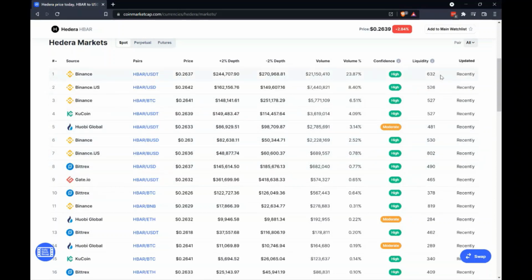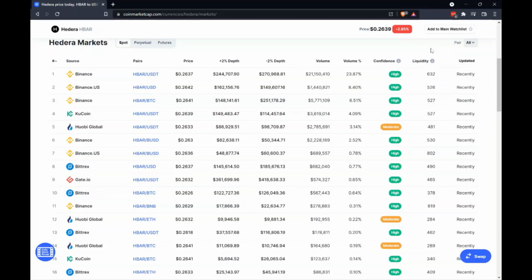Liquidity is essential to understand because liquidity is a score between 0 to 1,000 that CoinMarketCap gives it. And the closer it is to 1,000, the better. Liquidity means how much money is being put into that project on the exchange. So that's buying and selling. Okay, so it's both sides.